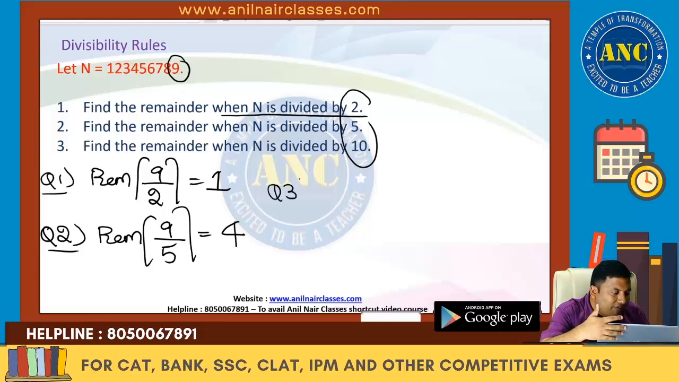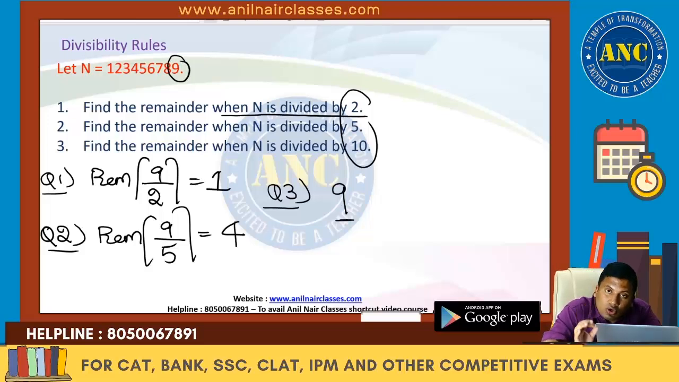Question 3. Find the remainder when a number is divided by 10. 10 means the unit digit has to be 0, but it is 9. Right? So the answer is 9. So if it is 0, the answer will be 0. If it is anything other than 0, that will be the unit digit.